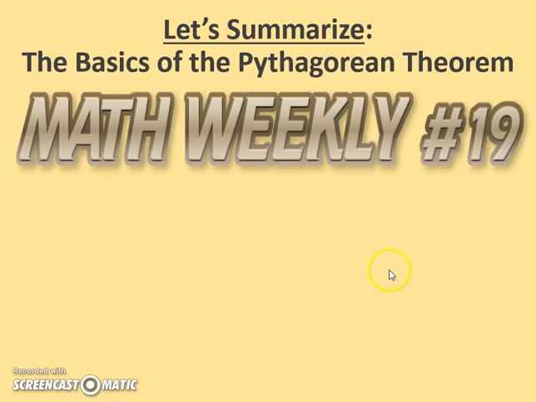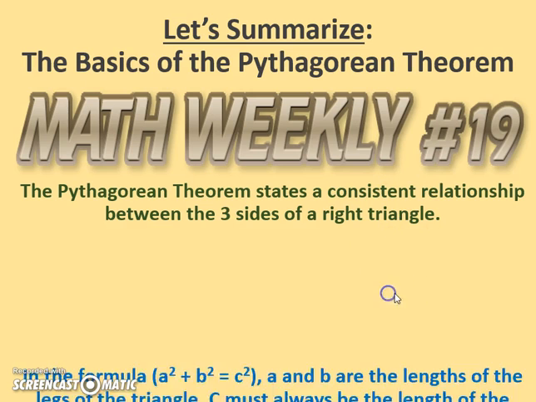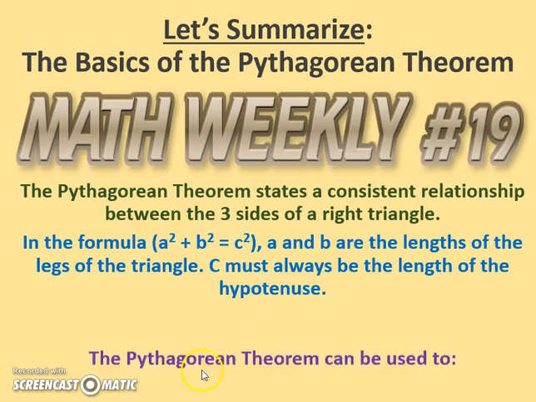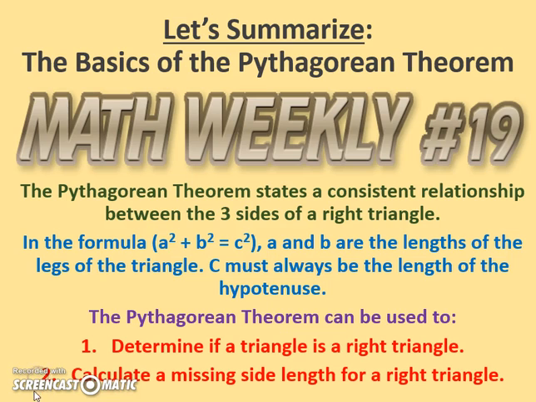So let's review what we've learned about the basics of the Pythagorean theorem. The Pythagorean theorem states a consistent relationship between the side lengths of a right triangle. And in the formula a squared plus b squared equals c squared, a and b are the lengths of the legs of the triangle, and c must always be the length of the hypotenuse. The Pythagorean theorem can be used to determine if a triangle is a right triangle, and also be used to calculate a missing side length for a right triangle.